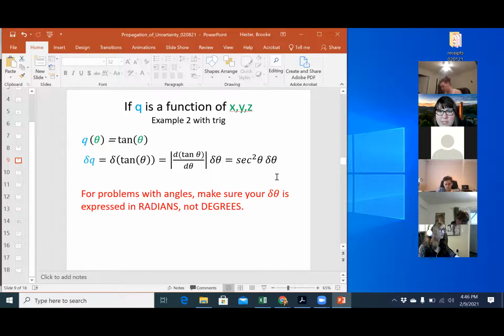If we wanted to calculate delta q, we would substitute theta in radians, use our calculator in radian mode to calculate secant squared of theta, and then we would multiply that quantity times the known uncertainty in theta, our determined value, delta theta. Questions, comments?